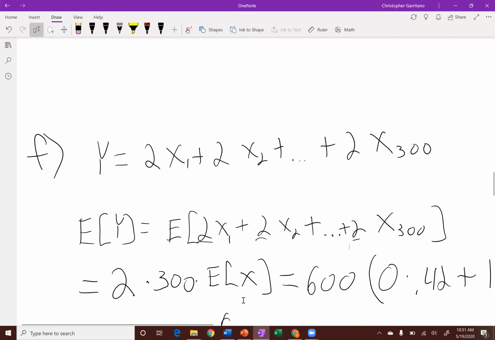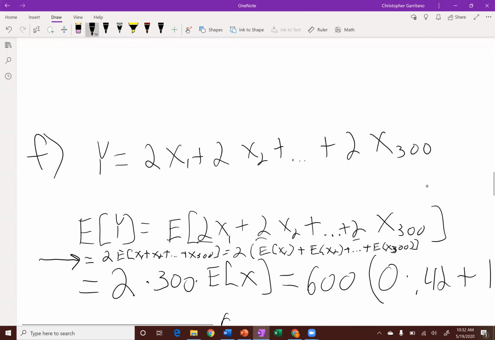I skipped a step, so I'm going to actually pause and fill in that step. All right, so I'm back. I filled in this row here. So basically, again, I factored out that constant, and I'm left with 2 times the expected value of x1 plus x2 plus ... plus x300. But this expected value of the sum of x's can be written as the sum of the expected values of the x's. And so I'm left with 2 times the expected value of x1 plus the expected value of x2 plus ... plus the expected value of x300.